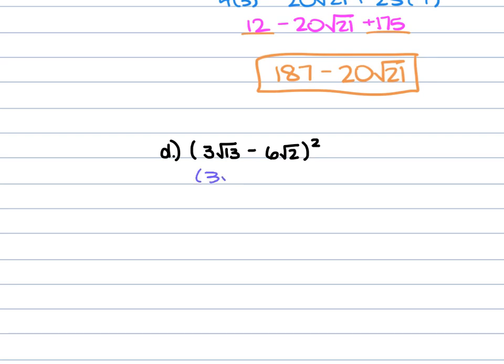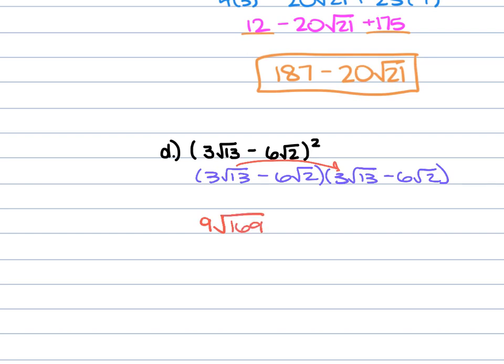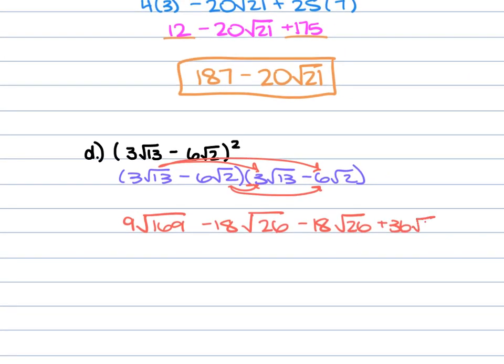For D, we have 3 square root 13 minus 6 square root 2 times 3 square root 13 minus 6 square root 2. So I'm going to FOIL. The 3 times 3 is 9. The 13 times 13 is 169. So that's 9 square root 169. The 3 square root 13 times negative 6 square root 2: 3 times negative 6 is negative 18 square root 26. The negative 6 times 3 is negative 18 square root 26 again. The negative 6 times negative 6 is a positive 36. And the square root of 2 times the square root of 2 is the square root of 4.